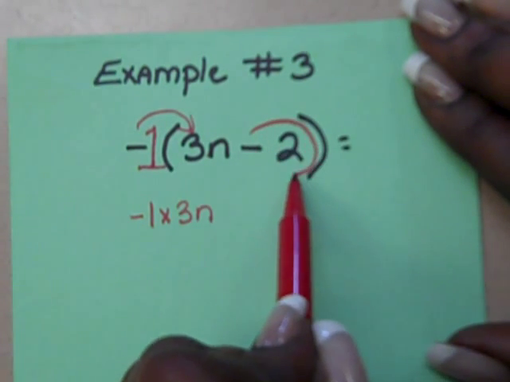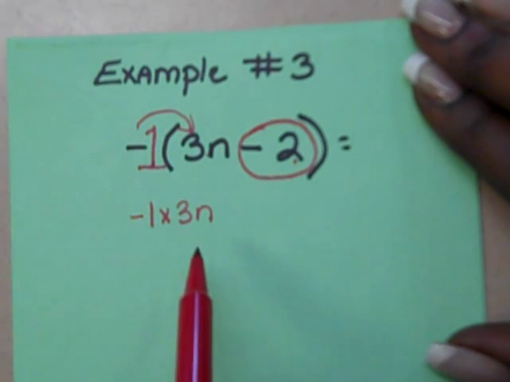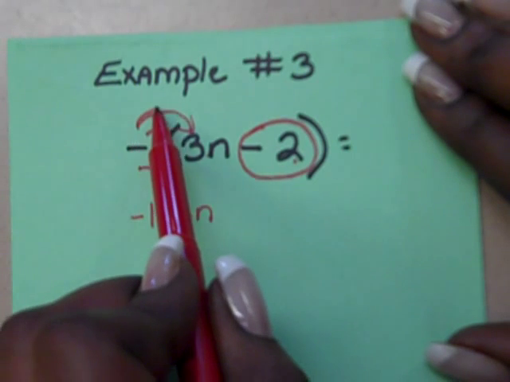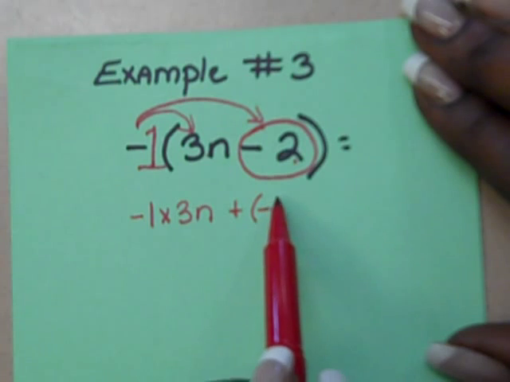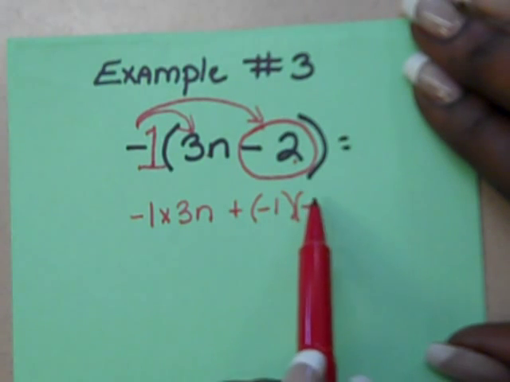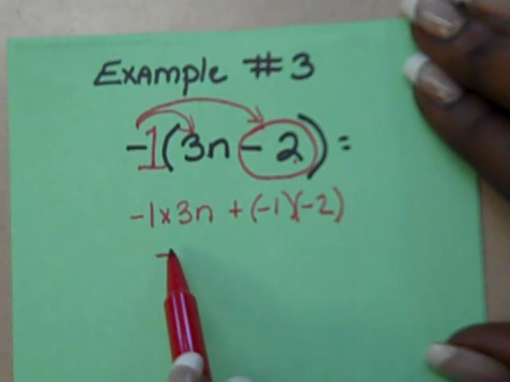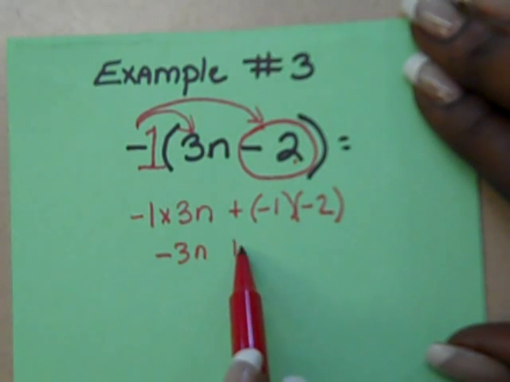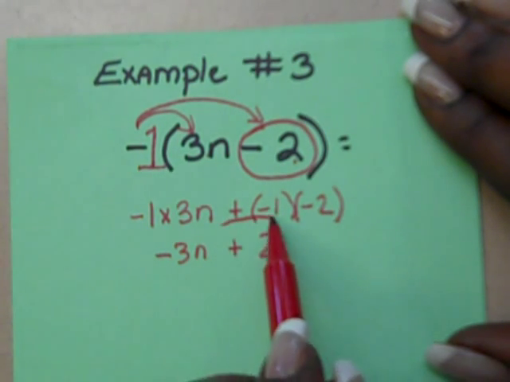Remember, it might be helpful to group the subtraction with the 2. So now this is like a negative 2. So the negative 1 will also be distributed to the negative 2. And what we have is negative 3n plus negative 1 times negative 2, which is a positive 2.